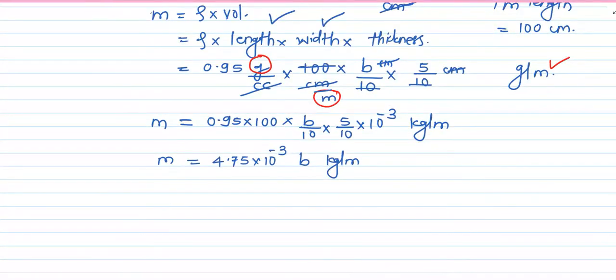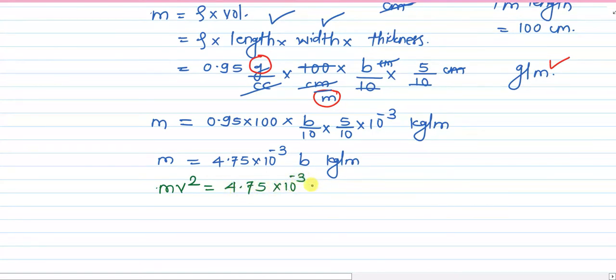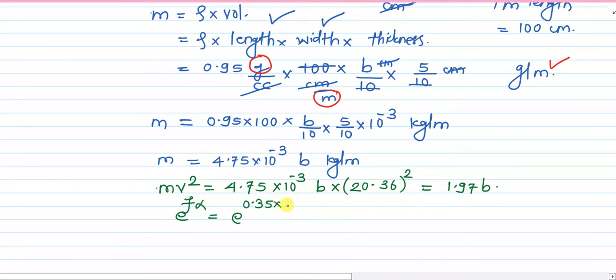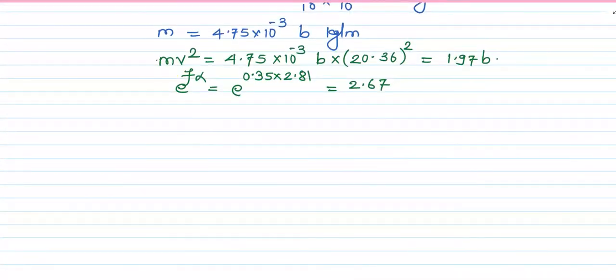Okay, so m is there. Now after that we know the product mv square, like I just said previously. So m is 4.75 into 10 raised to minus 3 into b, and the velocity we have calculated now is 20.36, squared. So mv square is equal to 1.97 b. This is now available with us. Also we can calculate the term exponential of f alpha. So exponential of f alpha, where f is 0.35 and alpha that we have calculated as 2.81 radian, will give us a value of 2.67. So this term is also available to us. Now we will proceed towards our first expression.